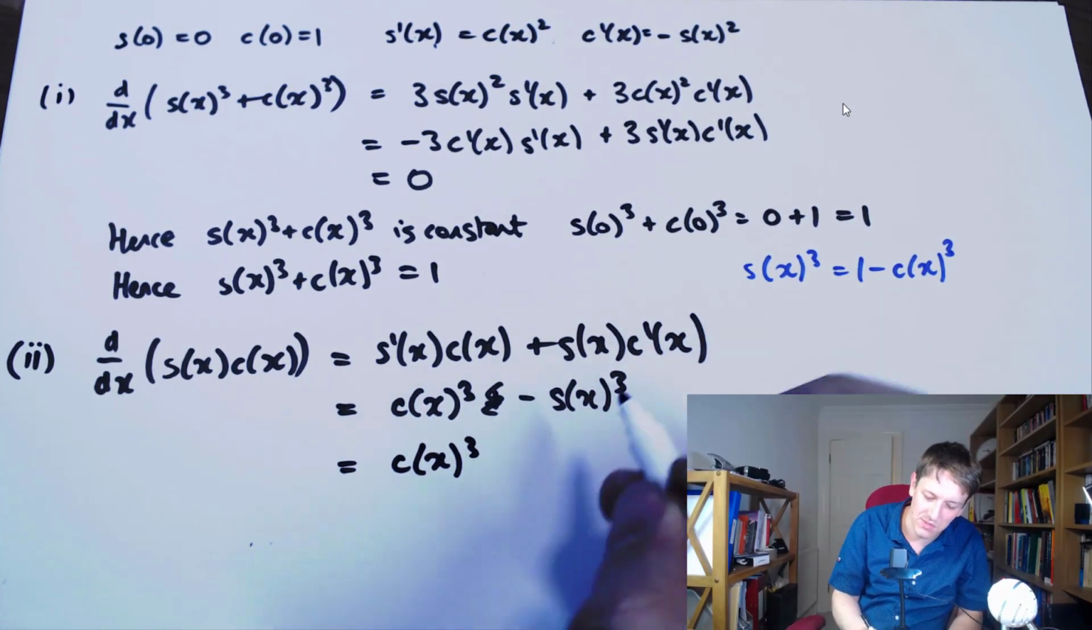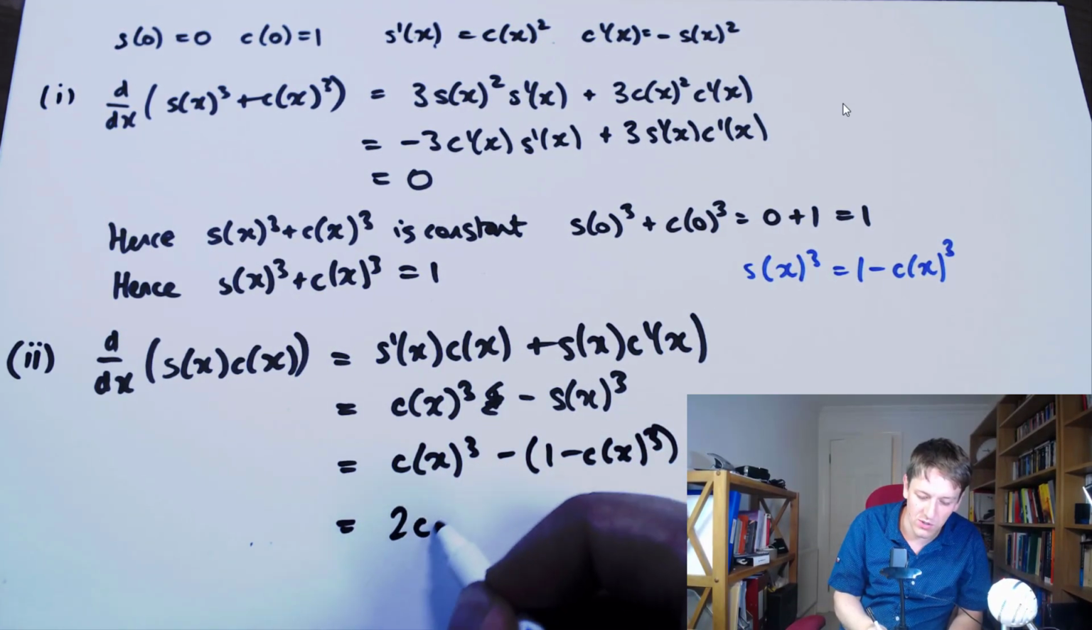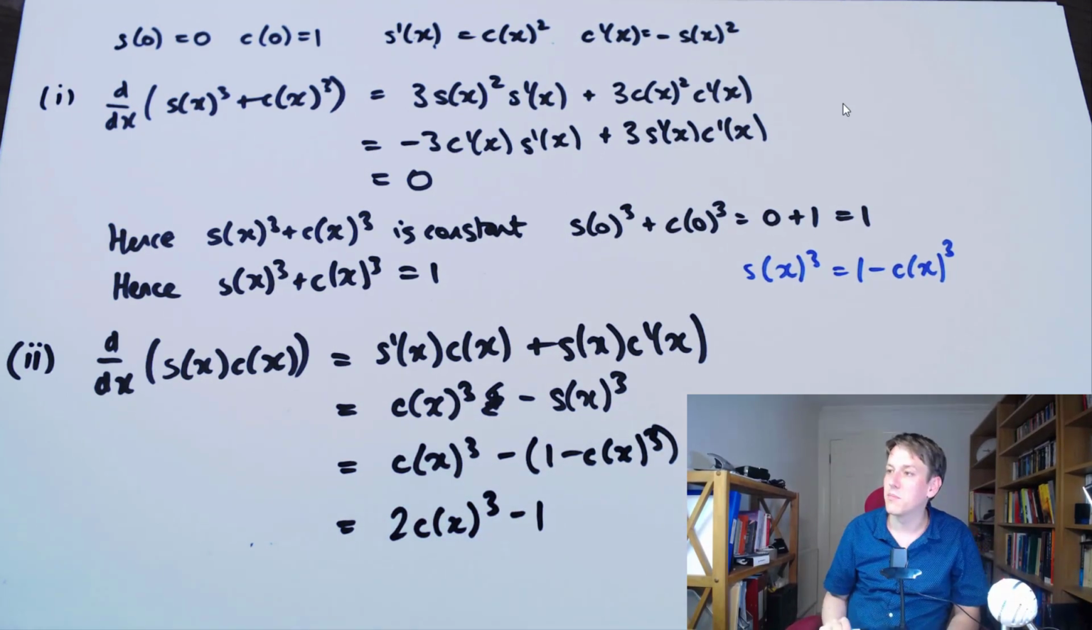So I replace s of x cubed here with 1 minus c of x cubed, and then I just get 2 times c of x cubed minus 1, exactly as we wanted, right?